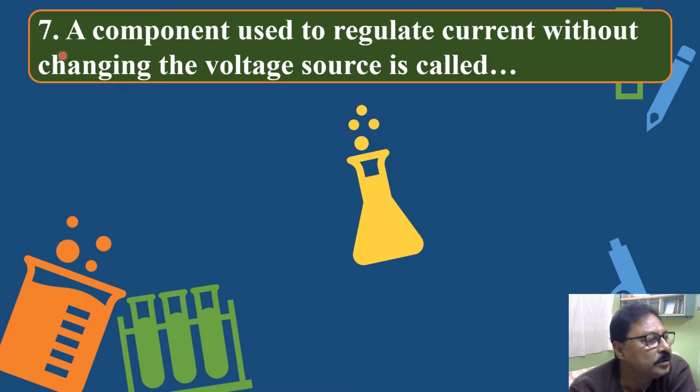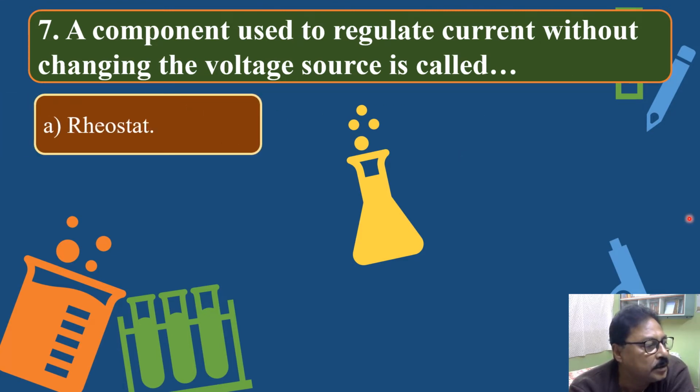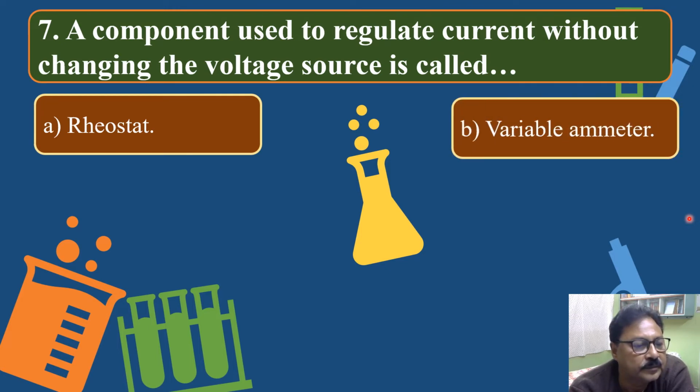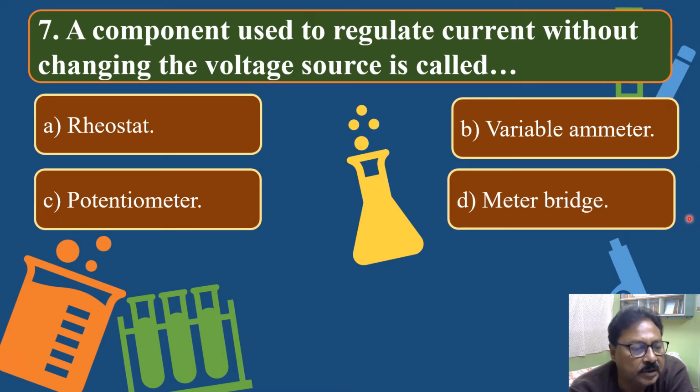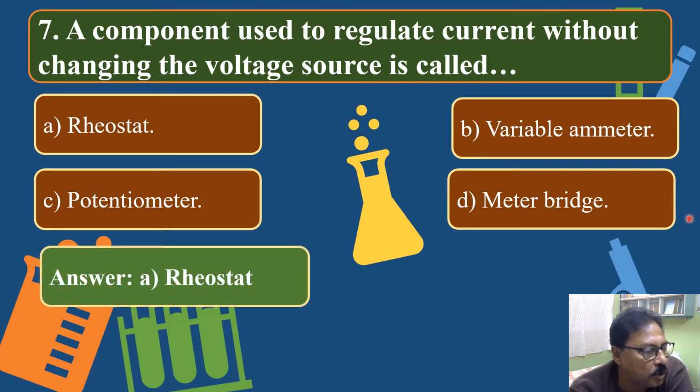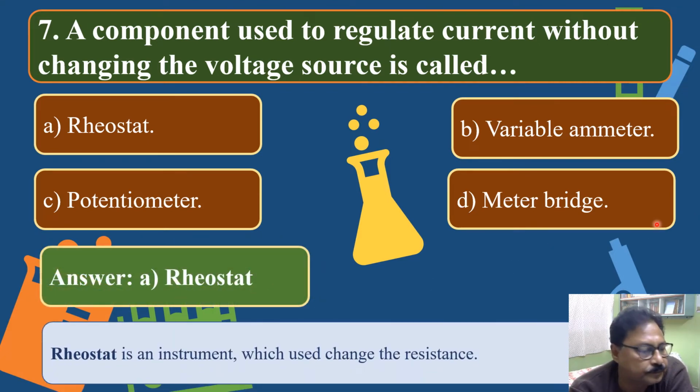Question number 7. A component used to regulate the current without changing the voltage source is called: option A, rheostat. Option B, variable ammeter. Option C, potentiometer. Option D, meter bridge. The correct option is option A, rheostat. A rheostat is an instrument used to change the resistance.